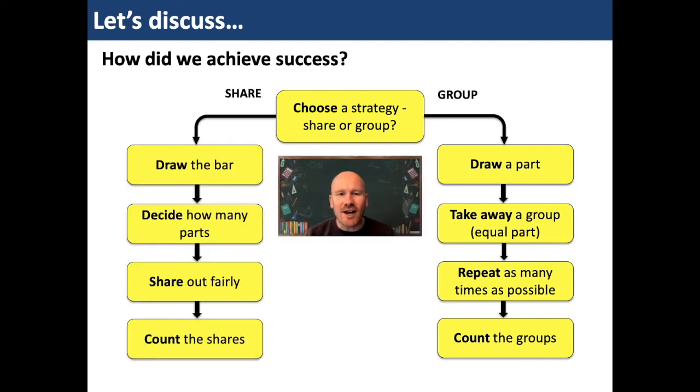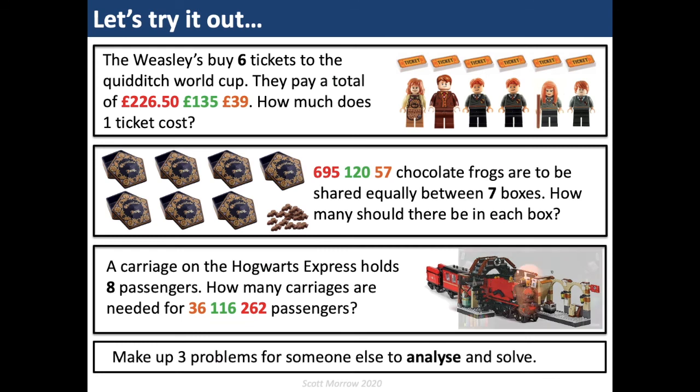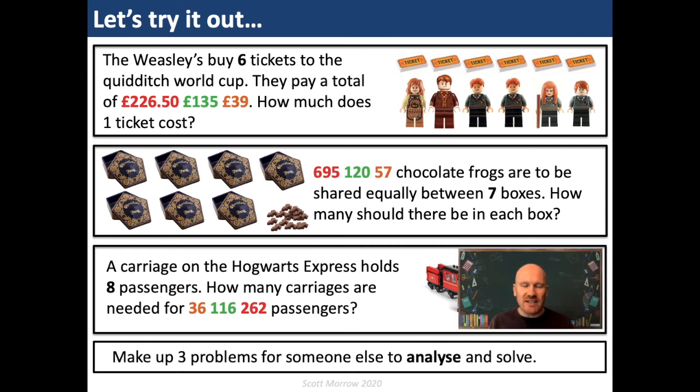It's time to try that out. Can you apply the success criteria that we've just developed to analyse and solve the following problems? Once again, we've got mild, spicy and extra hot problems. If you're going for the mild, you're going to go with the yellow numbers. Spicy, you're going with the green numbers. And extra hot, you're going with the red numbers.